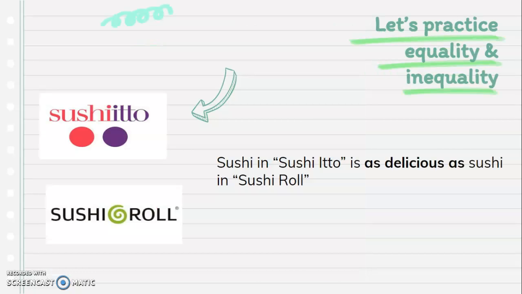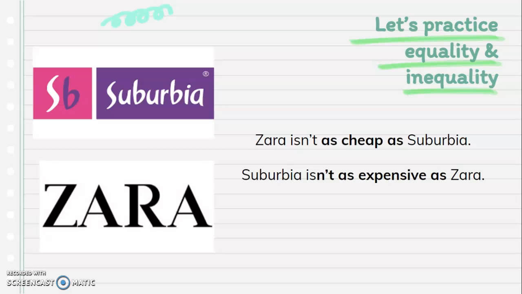Let's practice equality and inequality. Sushi in Sushi-ito is as delicious as sushi in Sushi Roll. Sara isn't as cheap as Suburbia. Suburbia isn't as expensive as Sara.